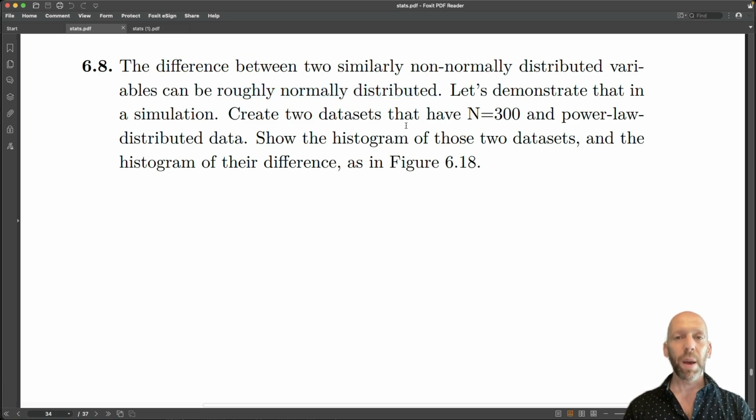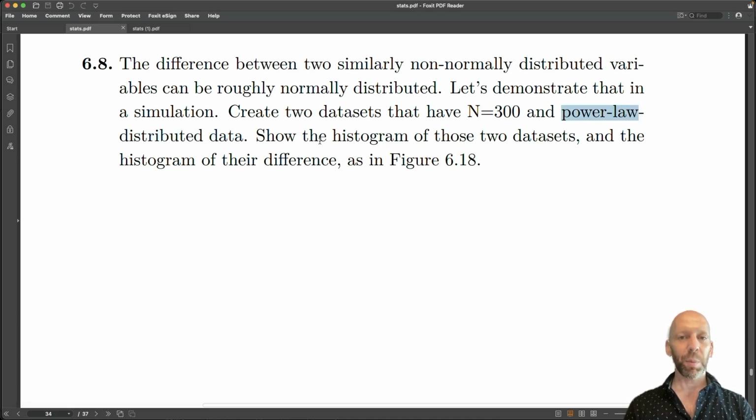That's only true for two distributions that are similarly scaled and whose distributions are roughly comparable. So don't think that it is always the case that any two random non-normal distributions can be subtracted and the result will be normal. But it is the case here in this exercise. So create two data sets that have n equals 300 in each data set, and they should be somehow non-normally distributed. I did this using a power law distribution.